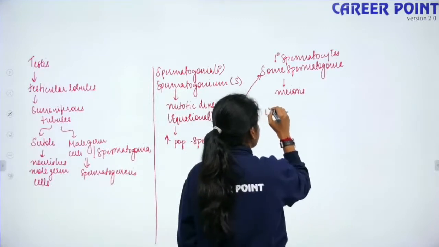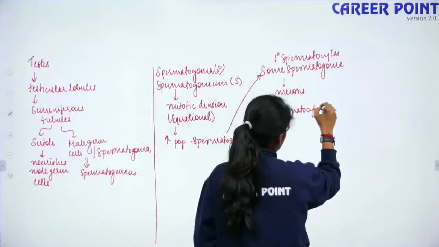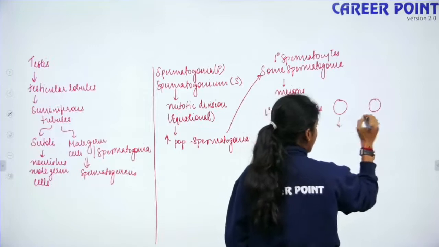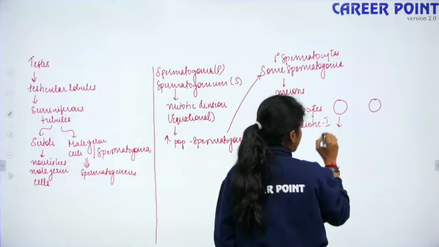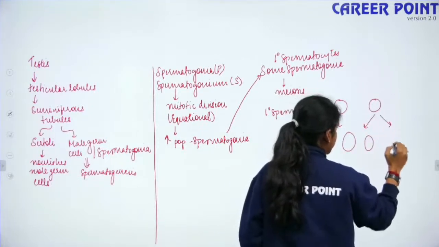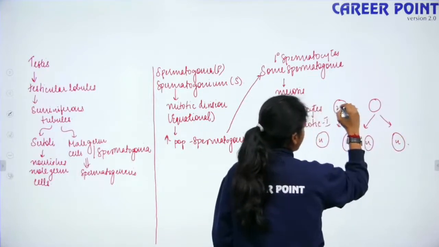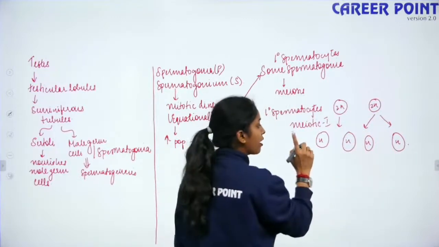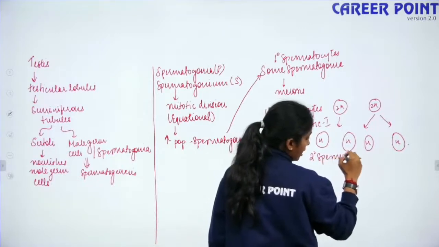So this primary spermatocyte, say for example, I have two primary spermatocytes, they undergo meiotic division 1. So primary spermatocytes are diploid. They undergo the first meiotic division and form two spermatocytes, which are haploid. These are secondary spermatocytes.